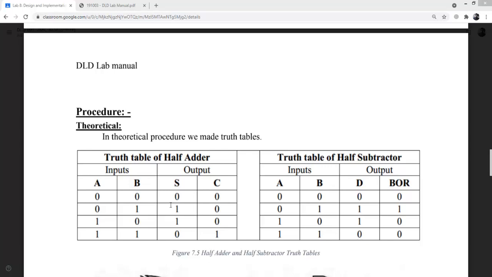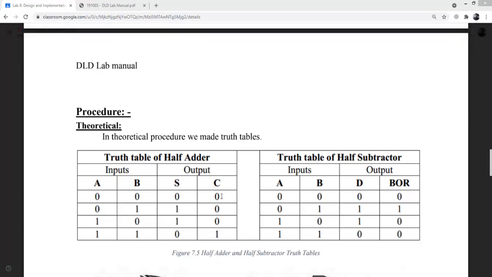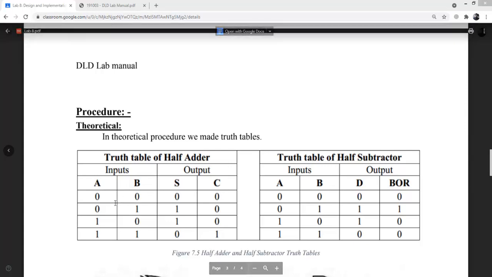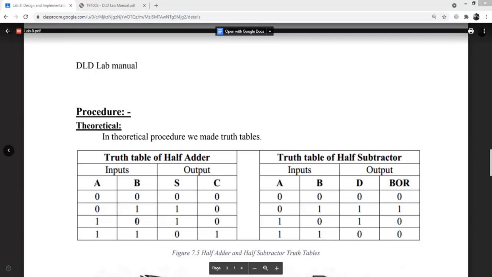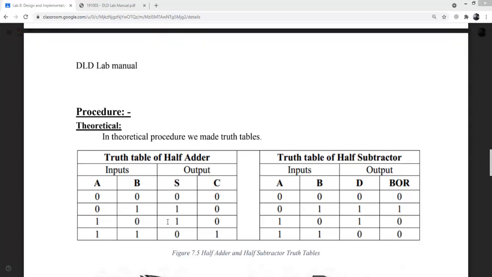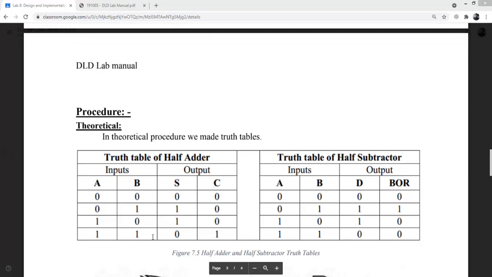So if you look at the truth table of half adder here, these are the two 1-bit inputs, this column represents the sum, and this column represents the carry. Now if 0 is added to 0, we get a 0 at the sum and the carry is also 0. If 0 is added to 1, then we get 1 at the sum and 0 carry. If 1 is added to 0, then we get again the sum as 1 and the carry as 0. Now if 1 is added to 1 in binary, it becomes 0 and a carry is generated, which you can see is written in this column.